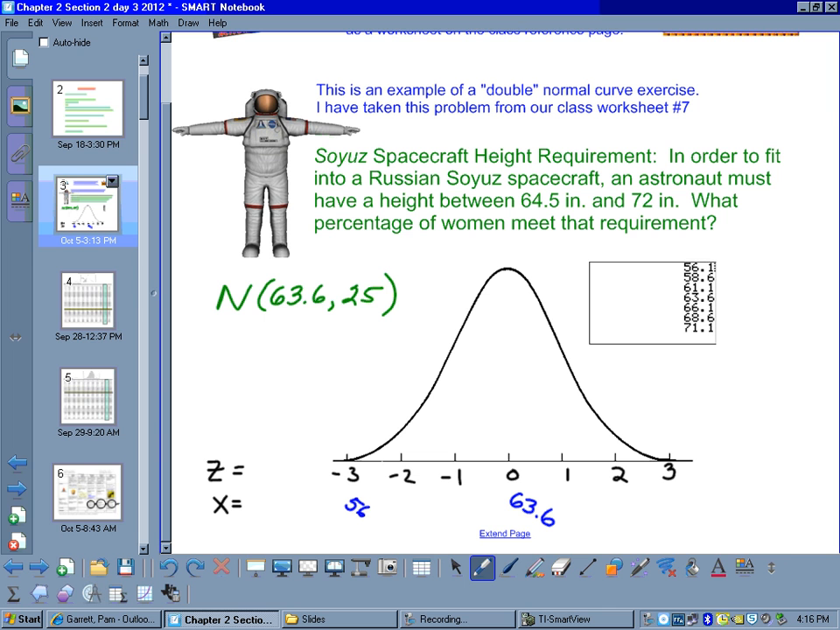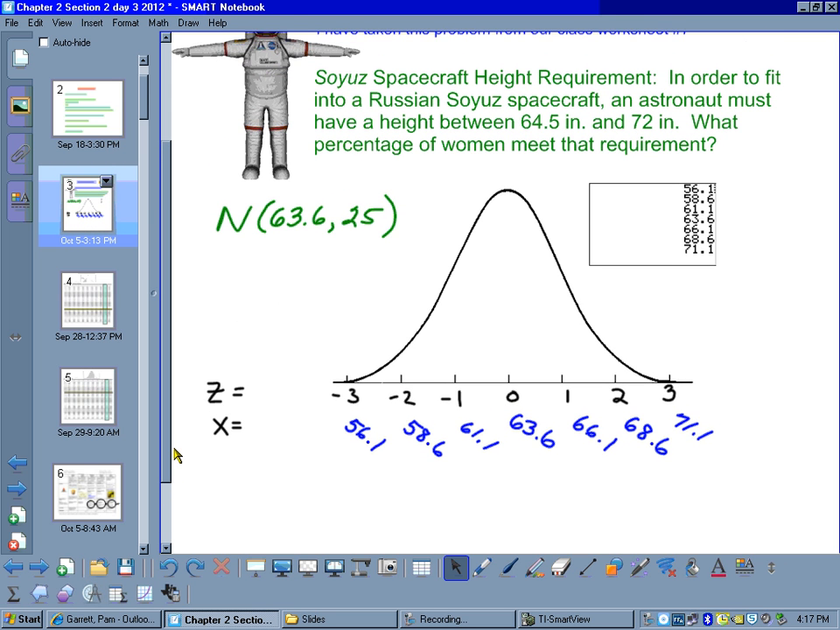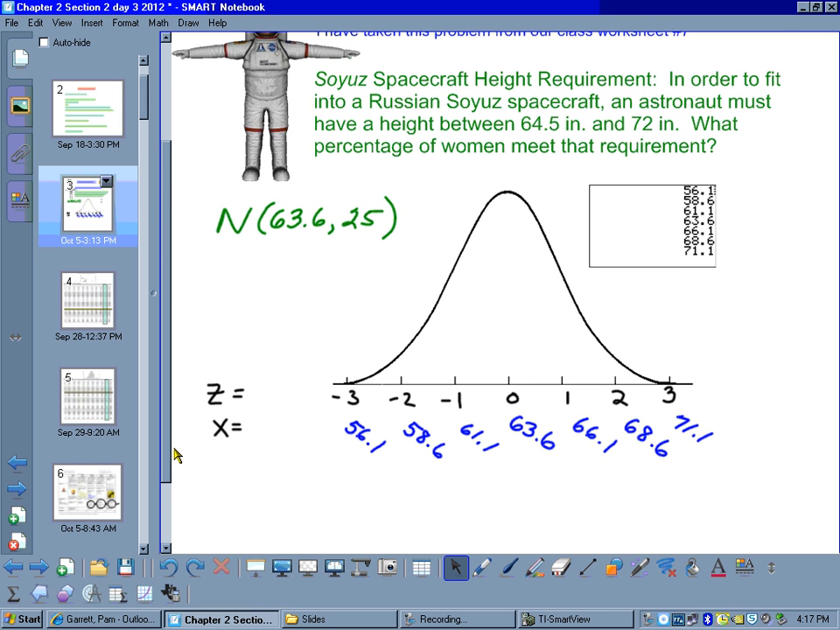So we have 56.1, 58.6, 61.1, 63.6, 66.1, 68.6, and 71.1 inches for our X scale. We are looking for women between the heights of 64.5 inches and 72 inches.